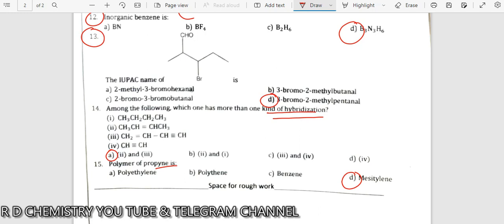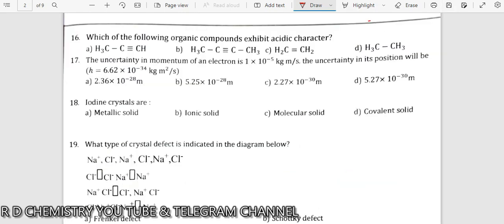When propyne is passed through the red hot tube, we'll get acetylene. Question number 16 from alkynes, acidic alkynes exhibit acidic character. Answer is option number A. Question number 17 from atomic structure about the Heisenberg uncertainty principle. Answer is option number D.